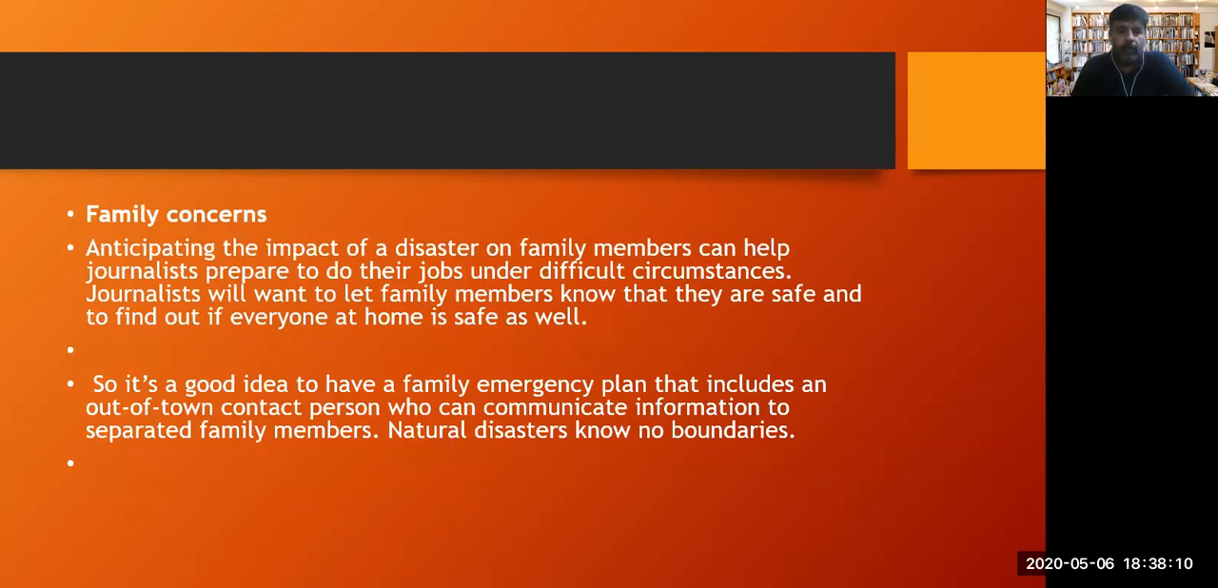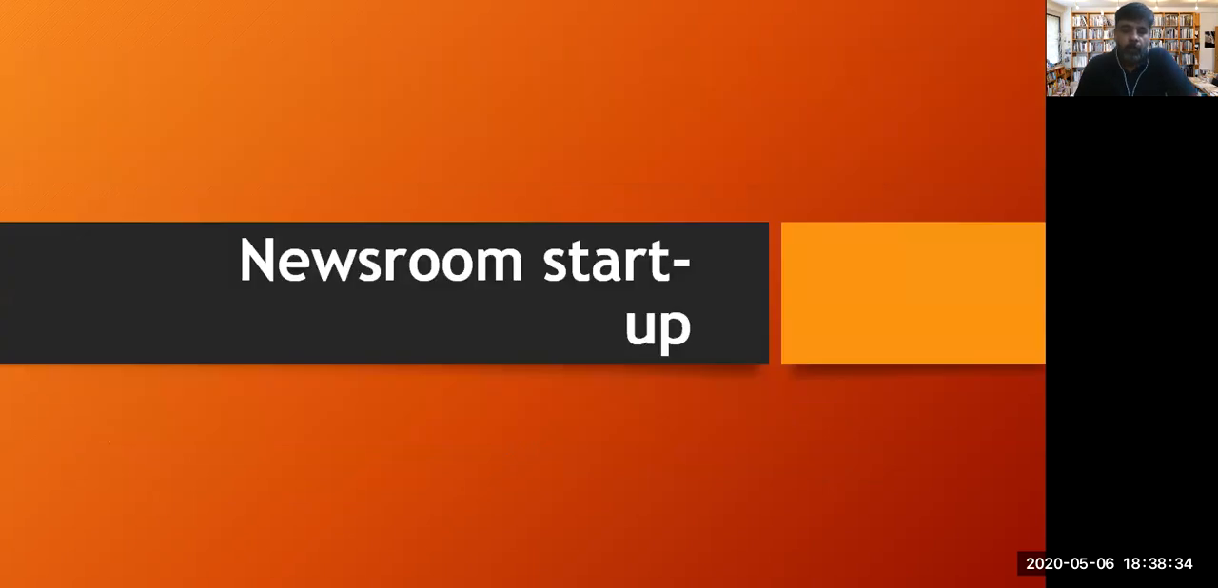Journalists will want to let family members know that they are safe, and to find out everyone at home is safe as well. So there will be a connection between their office and their home. News organizations should also build a plan for that. It's a good idea to have a family emergency plan that includes an out of town contact person who can communicate information to the separate family members. Natural disasters basically know no boundaries.